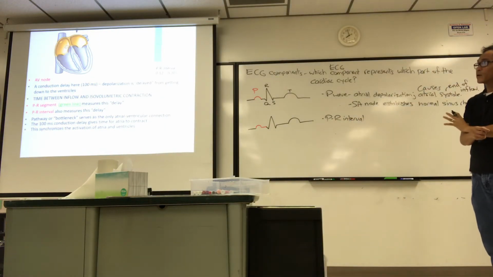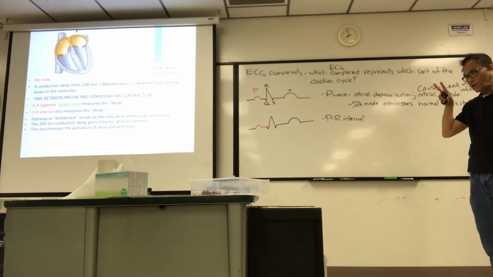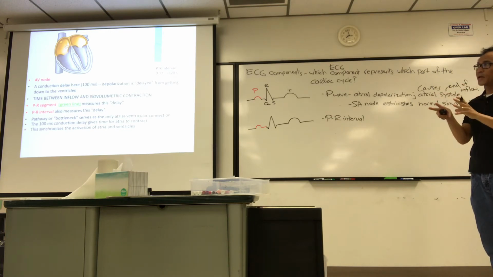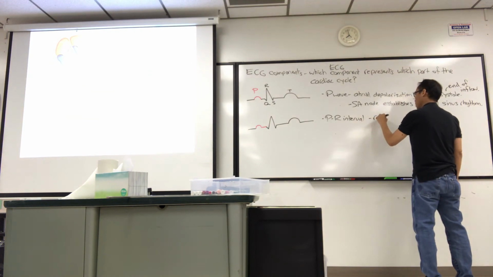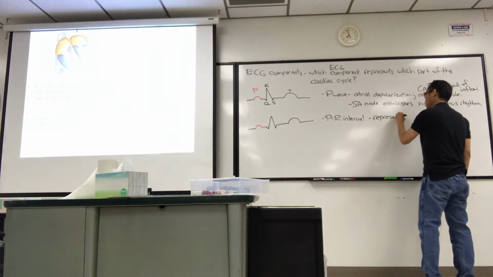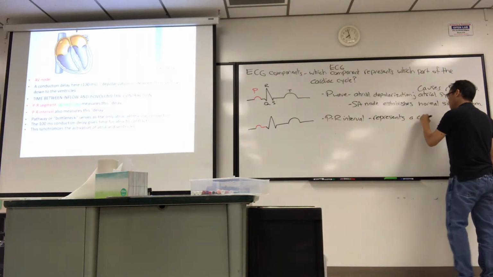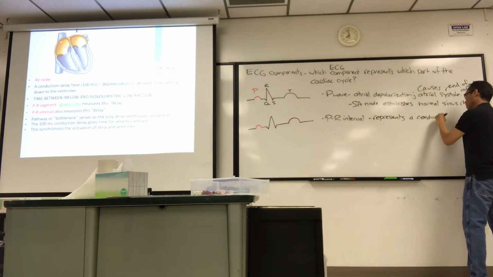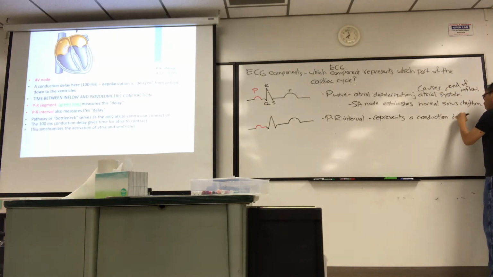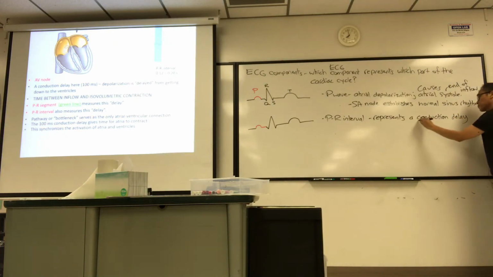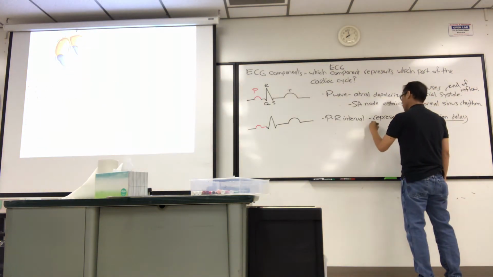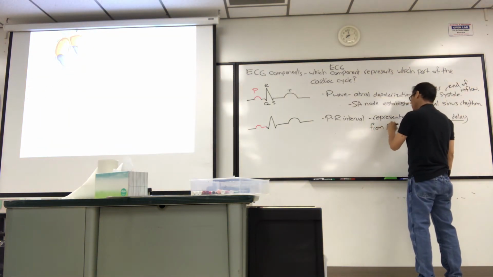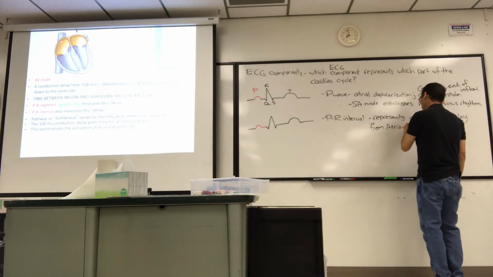This is where the signal has spread throughout the entire atria, but it's that minor delay before it gets down to the ventricles. So the PR interval represents a conduction delay from atria to ventricles.